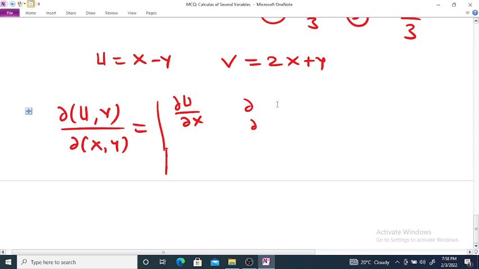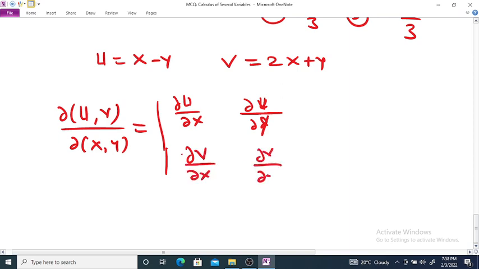∂u/∂x divided by ∂u/∂y, and ∂v/∂x divided by ∂v/∂y. So ∂u/∂x is 1 and ∂u/∂y is minus 1. Then ∂v/∂x is equal to 2, and ∂v/∂y is equal to 1. This is a partial derivative.